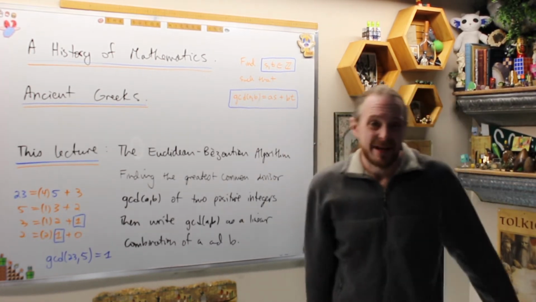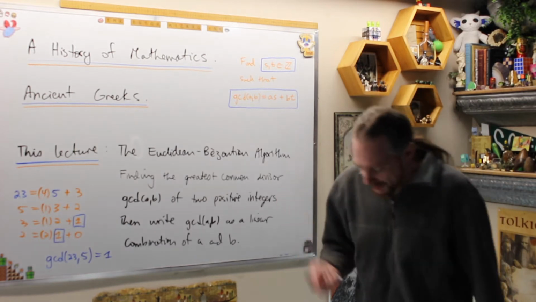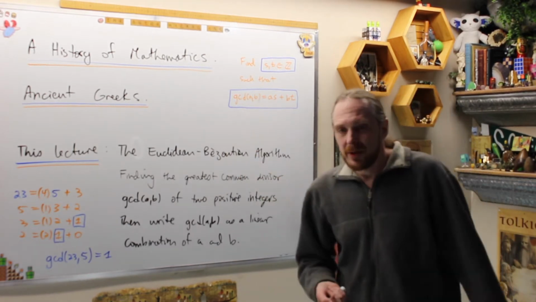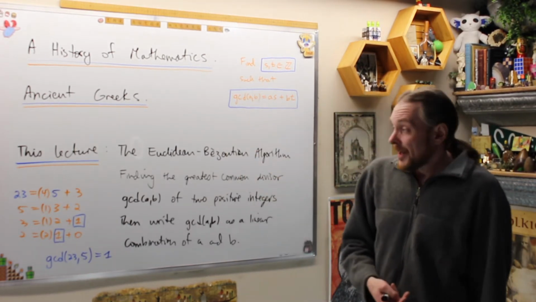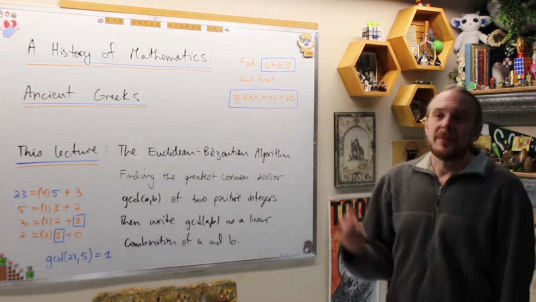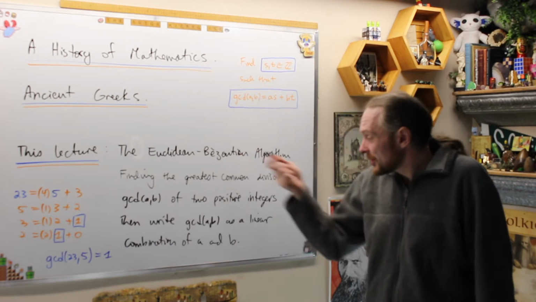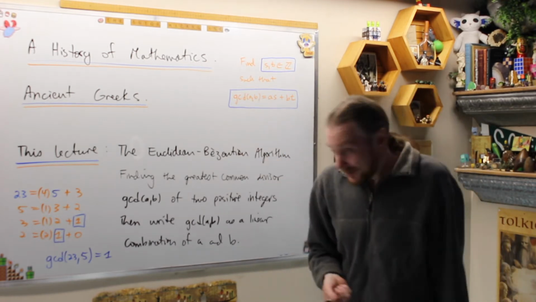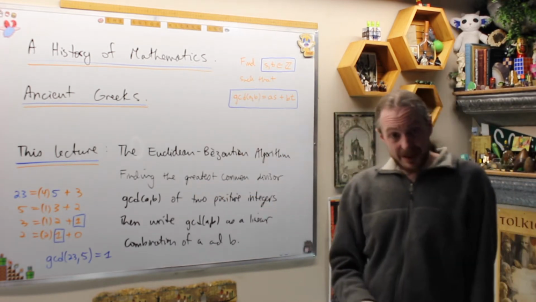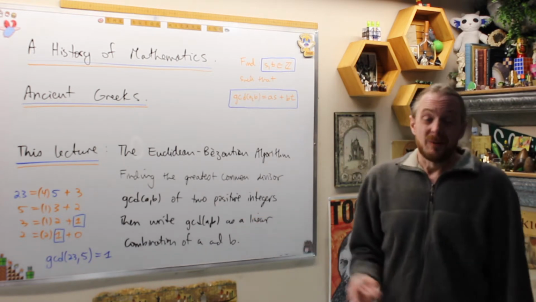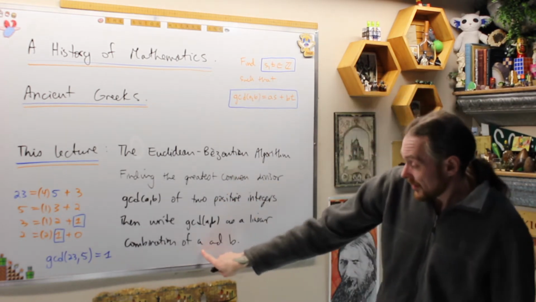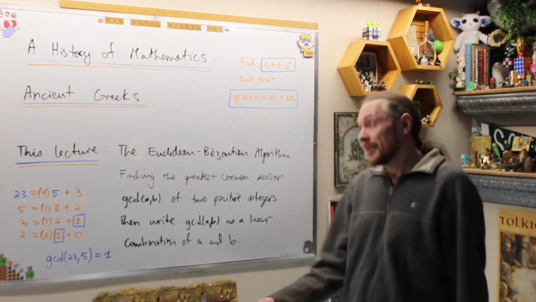We're doing a history of mathematics. We're going to do more ancient Greek topics. This time what we're going to do is greatest common divisors, which will involve finding the greatest common divisor of two positive integers. We're going to use the so-called Euclidean-Bezoutian algorithm. What this is going to entail is finding the greatest common divisor of two integers and then writing it as a linear combination of those original two integers a and b. Let's get to it.